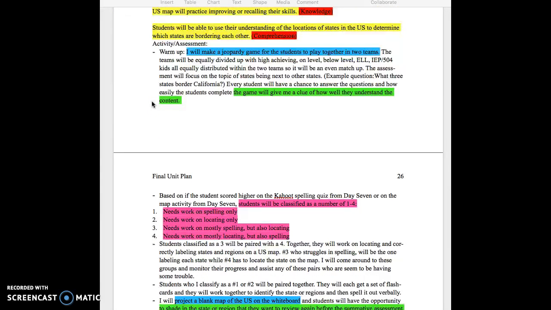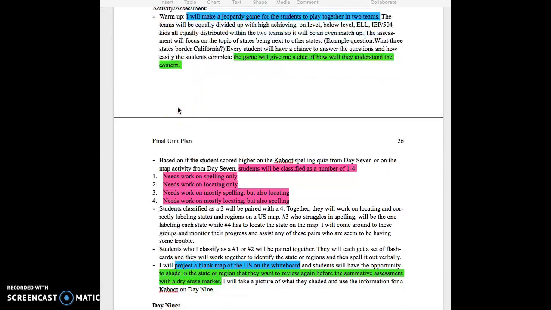So their warm-up for this is I'm going to be making a Jeopardy game for the students to play together in 2 teams. The teams will be equally divided, whether it be high achieving, on level, below, ELL, IEP, what have you. So they'll be on an equal playing field, and it makes it a little fun. An example question would be, what 3 states border California, and then they can work together to answer the question, and it's a little higher level thinking, even though the standard doesn't necessarily call for that. This game will also give me a clue of how well they understand the content, which is super important moving forward since this summative assessment is in 2 days.